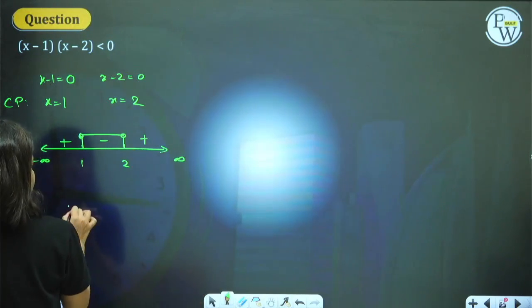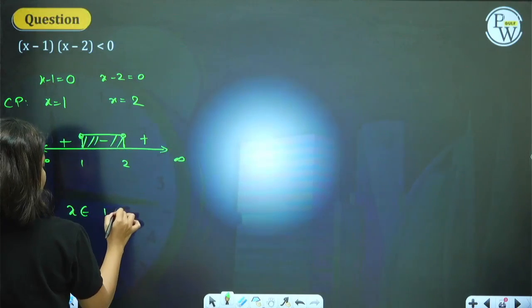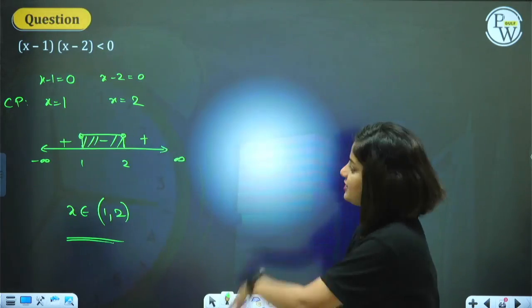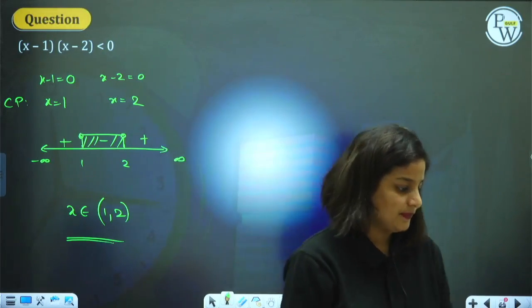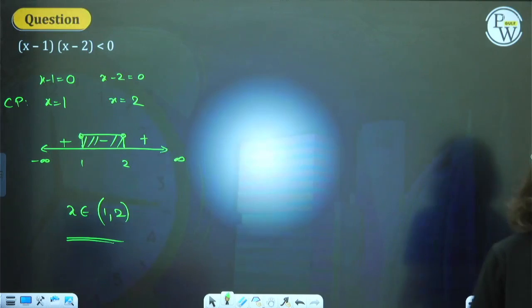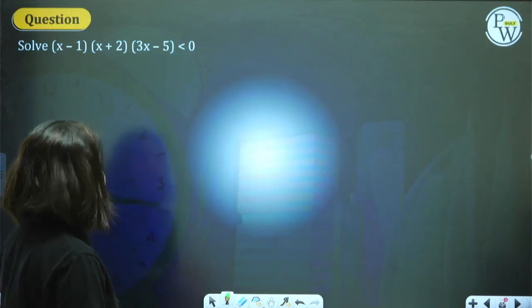This is your less than 0, the negative region: 1 to 2, closed interval. Question solved. 5 steps done. 5 steps are done. Do you realize? Bingo.